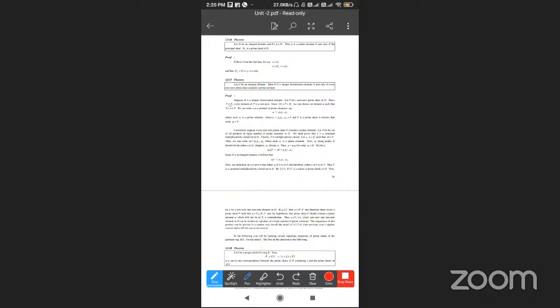So a is equal to the product of p1, p2 up to pn, which belongs to the prime ideal P. Since P is a prime ideal, it follows that pi belongs to P. So the proof is completed: in a unique factorization domain, every non-zero prime ideal contains a prime element pi.